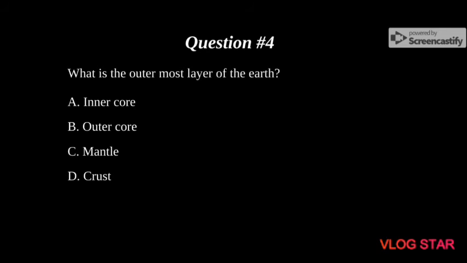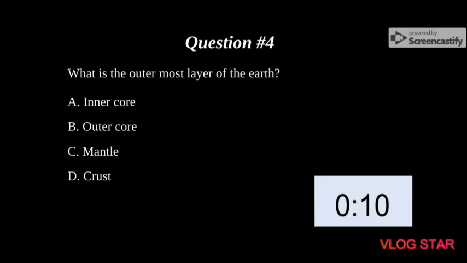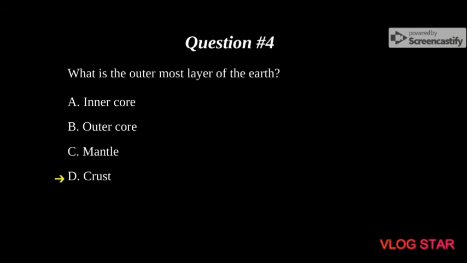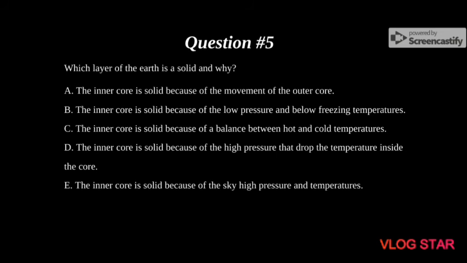Question number 4 asks, what is the outermost layer of the Earth? A, inner core, B, outer core, C, mantle, or D, crust? The correct answer is D, crust.